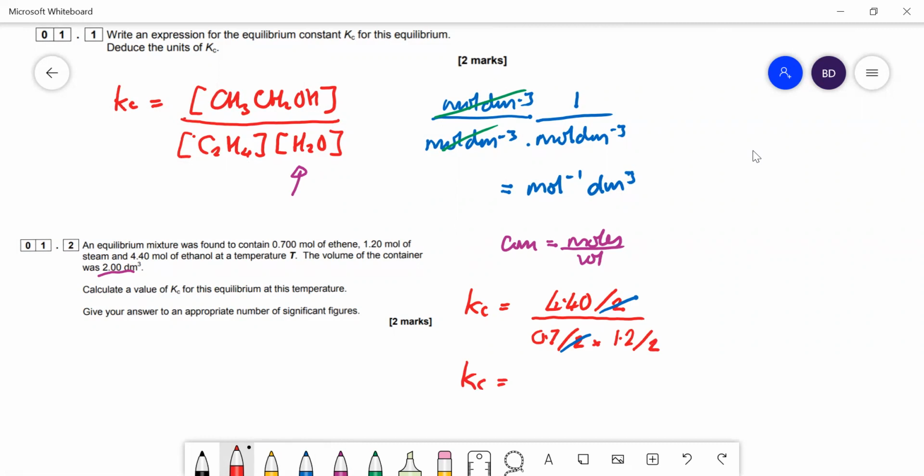Put those numbers into the calculator. We get 10.47. Now, appropriate number of significant figures. Well, everything here is given to 3. So we should give our answer to 3. So 10.5 is the answer, mole dm per mole dm cubed. The units. Okay.